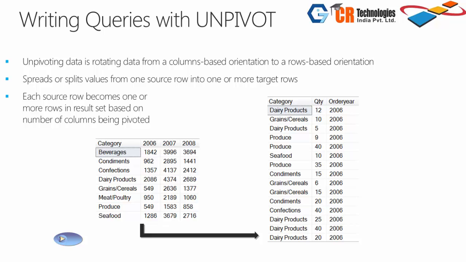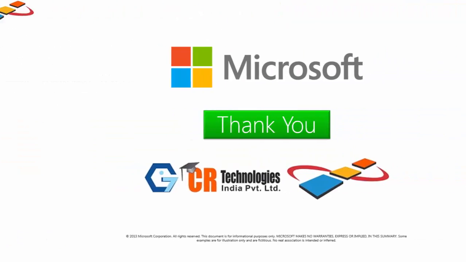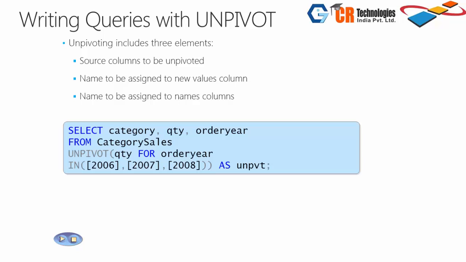You can unpivot. For example, this is exactly the opposite of what we've seen. Here we've got the categories, we've got each year as a column, and now we would like to convert them into category, quantity, and order year. Now, this is done where you select the category, quantity, order year from category, you say unpivot quantity for order year in the years you want. So this is a far simpler and more straightforward query than the pivoting, and that would give you the results you wanted. Now this covers all the topics that we really want to cover in this session.